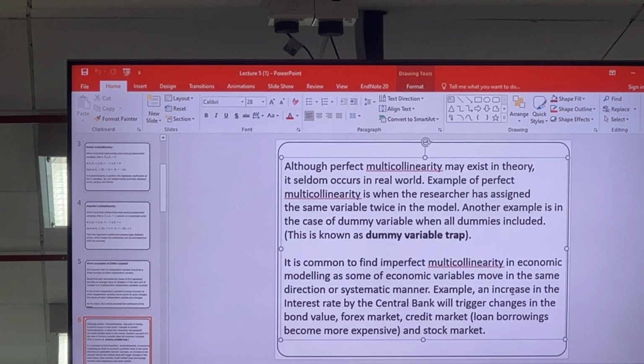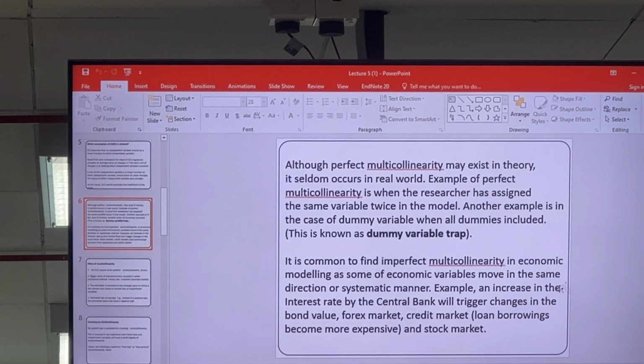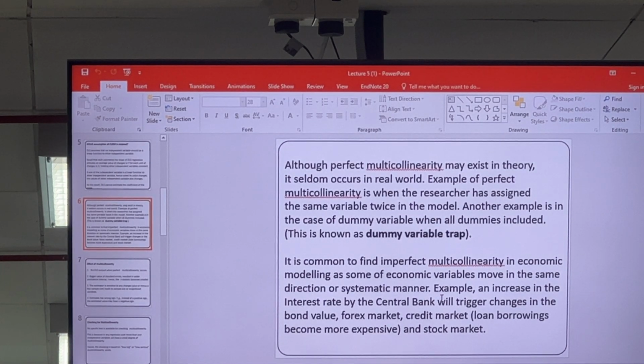It is common to find imperfect multicollinearity in economic modeling, as some economic variables move in the same direction or in a systematic manner. For example, an increase in the interest rate by the central bank will trigger changes in the bond value, and in the stock market as well. So when the variables in the model move in the same direction, we can have imperfect collinearity between the regressors, between the independent variables.